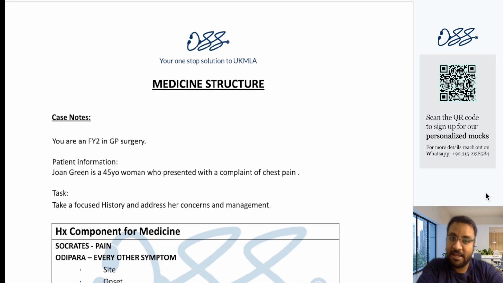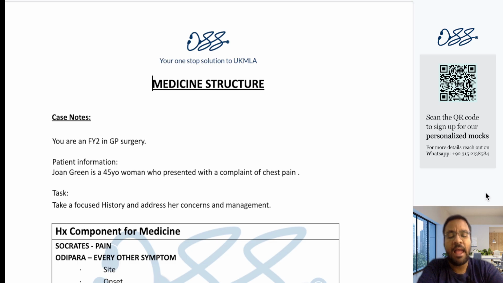Let's continue our course and move on to the next lecture, in which we will be covering the structure, or the approach, that we have to take for the medical history taking based stations, or the medicine topics that usually show up in the exam.